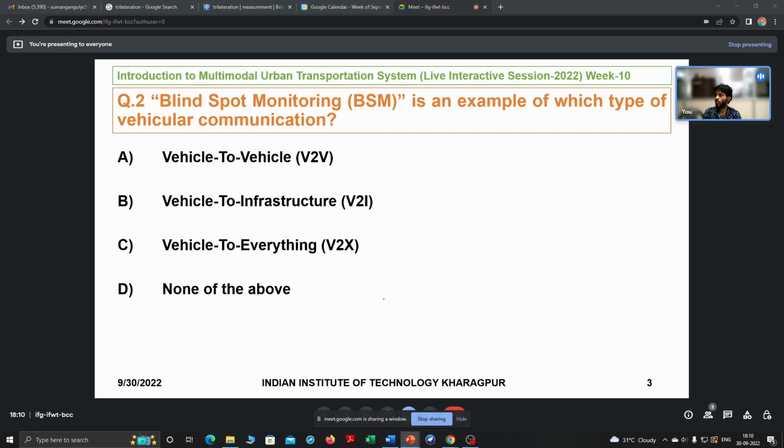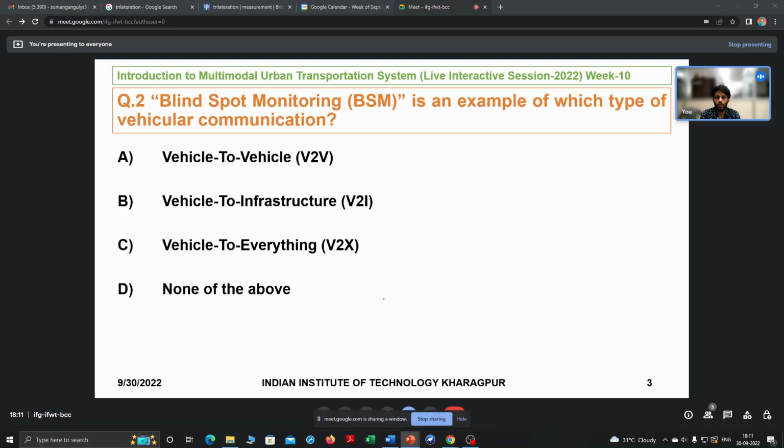Right? The next one is: blind spot monitoring is an example of which type of vehicular communication? Nowadays, as our ITS system is growing, we have vehicle to vehicle connection. You would already know the automated vehicles concept, like connected and automated vehicles, CAVs, or automated vehicles, AVs. So basically your vehicle can talk to the other vehicle, right?